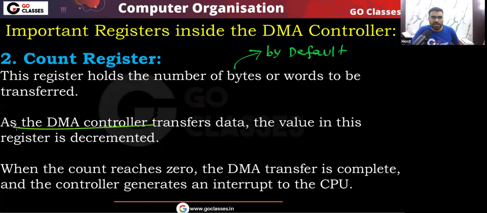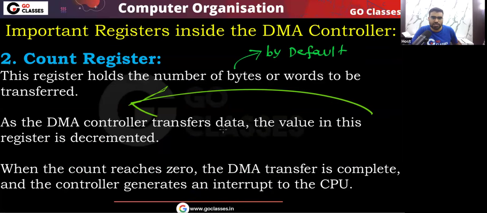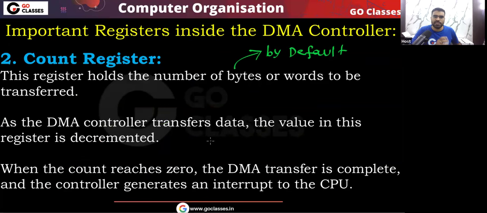So you can easily see, when the DMA controller transfers data, the value in this count register is decremented. And when it reaches zero, it simply means the DMA transfer is complete. And when the DMA transfer is complete, we can generate an interrupt to the CPU. The DMA controller can generate an interrupt to the CPU saying that the data transfer is complete. Okay, so this is the simple point.